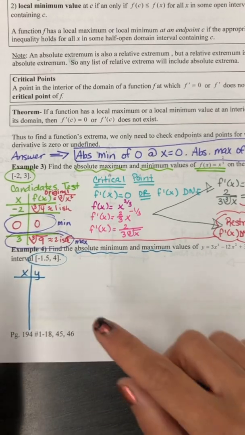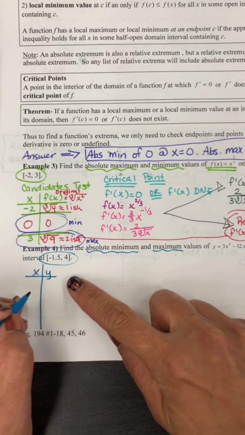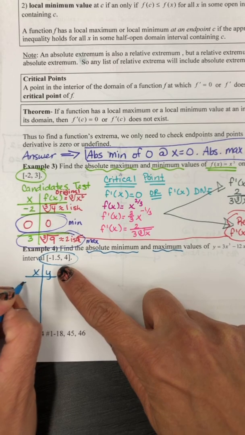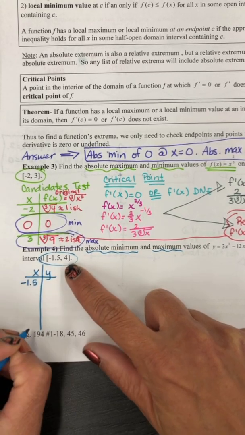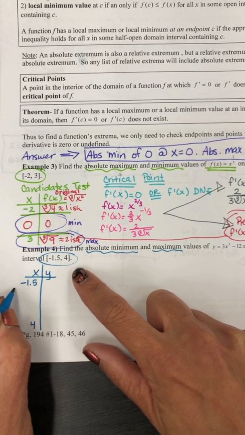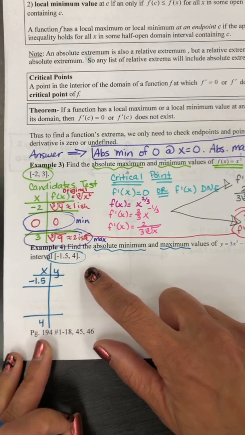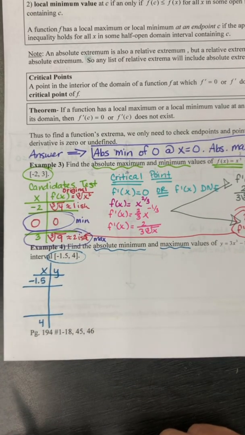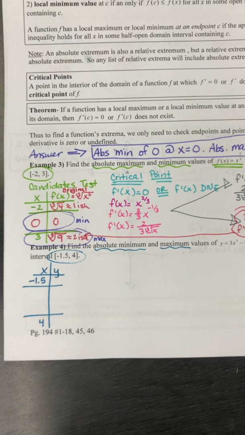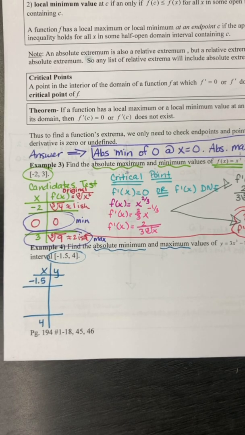All right, so here's our candidates test. We know the lowest endpoint is negative 1.5. The highest endpoint is 4. There might be some in between that we have to try, so that's why there's a gap there, okay? So we're looking for the absolute minimum and maximum values. So we need to find those critical points that are in between the endpoints so that we can test them out to make sure that we find the actual absolute max and min, okay?